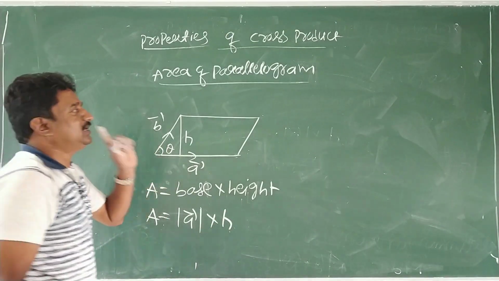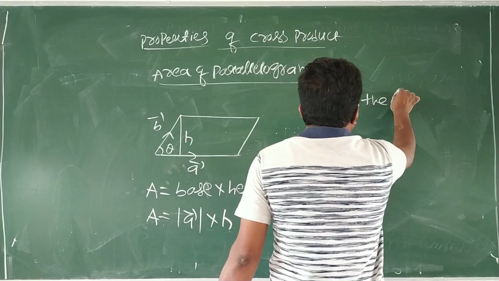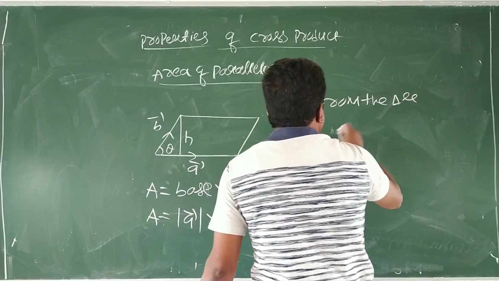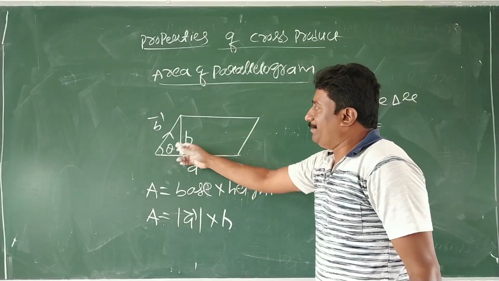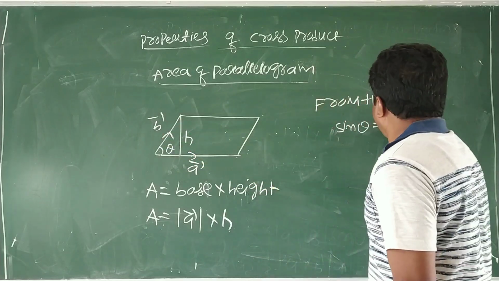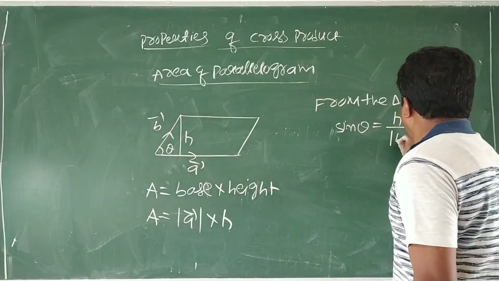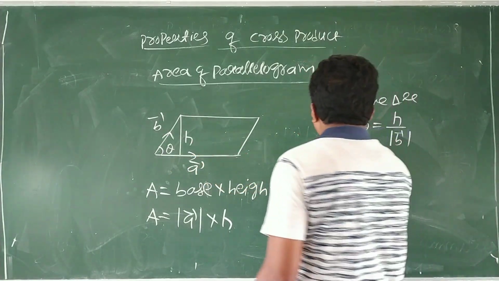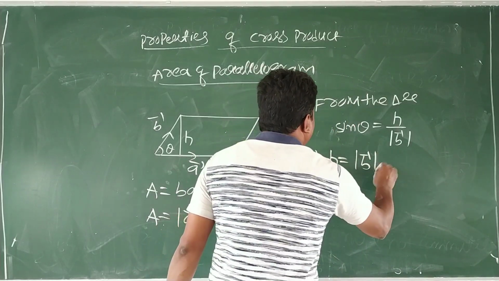Again from the triangle, sin theta. So tell me sin theta. Opposite by hypotenuse. Opposite is h. This is the hypotenuse, which means the length of the vector B. Cross multiply. h is equal to length of B into sin theta.